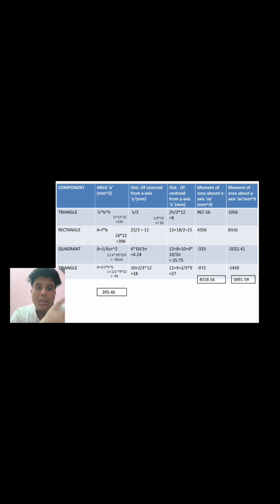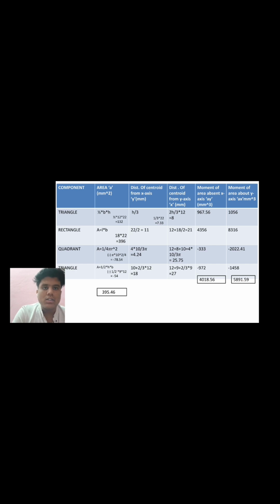Next we are going to calculate the quadrant: 1 by 4 pi r squared. So minus pi into 10 squared by 4 gives us minus 78.54. Next, moving on to the next triangle, A is equal to half into height into breadth. The minus values are there because the height is in the opposite direction. So half into 9 into 12 gives us minus 54.